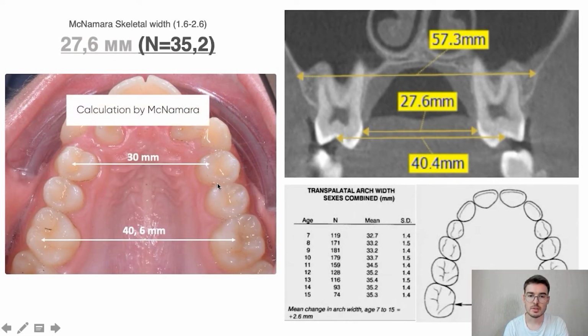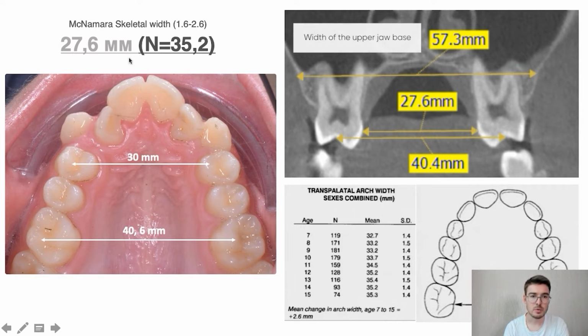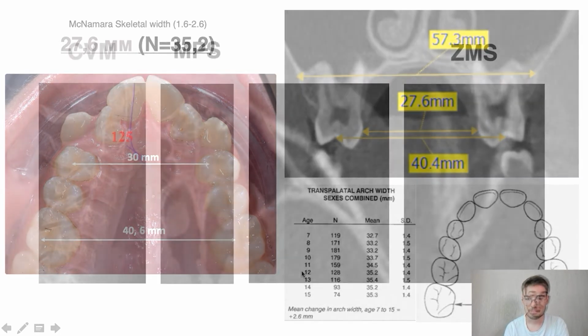Let's analyze the skeletal width. McNamara analysis. According to McNamara, our patient's skeletal width is calculated from the palatine surfaces of the molars. The skeletal width of our patient is 27.6, with the norm for his age being 35.2. Pronounced skeletal constriction of the upper jaw. Please remember these numbers. We will make some comparisons later.